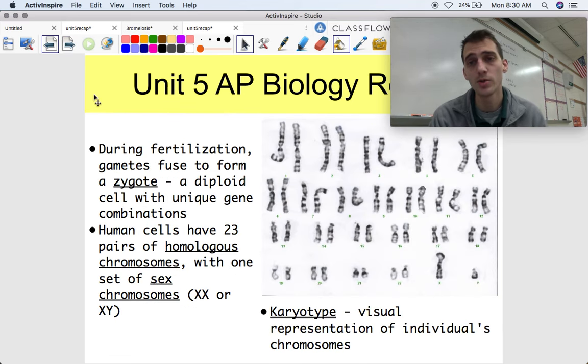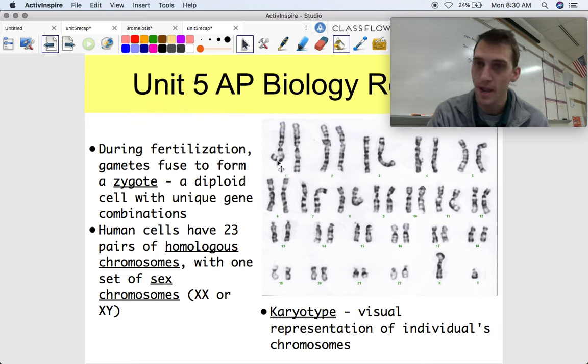So as I've said a couple times already, during fertilization, gametes fuse to form a zygote, which is a diploid cell with unique gene combinations, and this is what a human karyotype actually ends up looking like. So you can see pairs of chromosomes, right? So like this is chromosome pair number 1, and they're ordered by size. This is chromosome pair number 1.